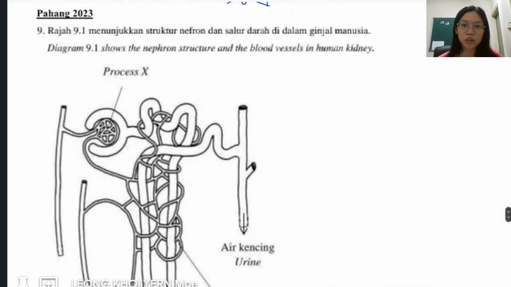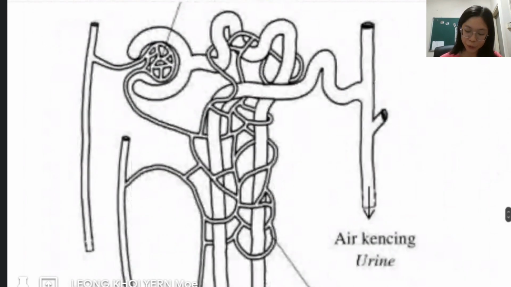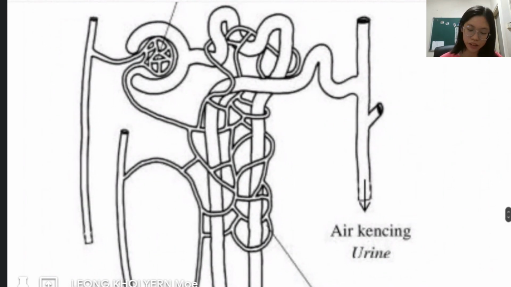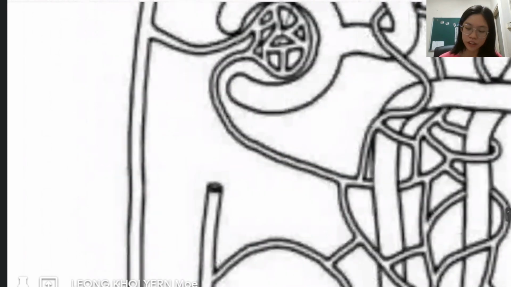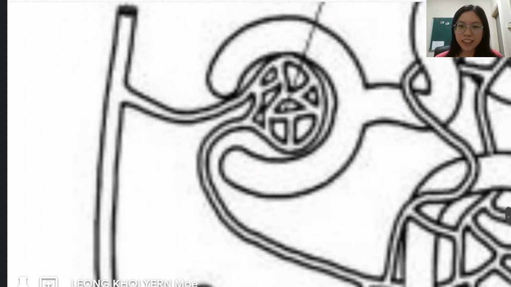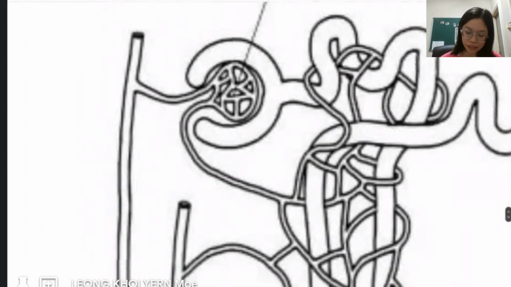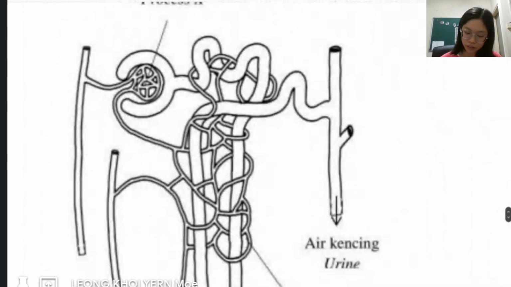this Pahang paper, also talking about the same thing. But this one they did very well. They show afferent and efferent in a clearer picture, because just now it was very hard to show you the difference in the diameter. But the diagram also didn't really show that the diameter is a different size, because it's very small. But basically the diameter.